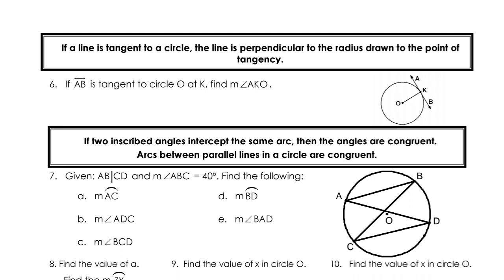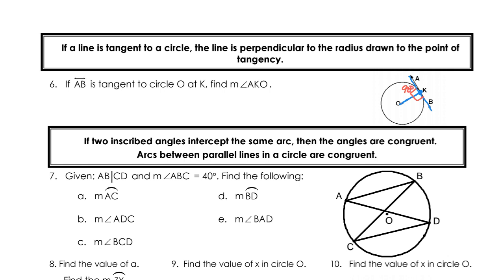All right, guys, we're on the back side of day 2 notes, and up at the top it says if a line is tangent to a circle, the line is perpendicular to the radius drawn to the point of tangency. Okay, so all that means is that when we have a tangent line here, and it's tangent because it just touches the circle once, and this is a radius, then that radius is perpendicular to that tangent. And then we now know that these are 90-degree angles.